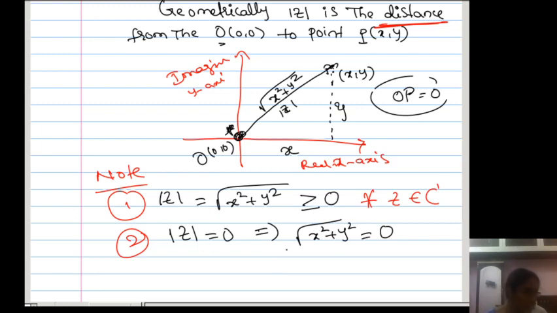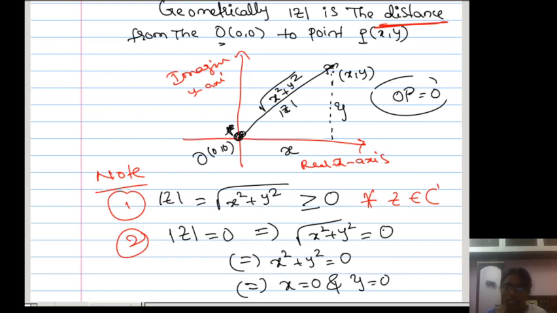Then, under root, x square plus y square equal to 0 means, if and only if, squaring on both sides, x square plus y square equal to 0. This is possible if and only if each term is positive. Each is positive, and the sum of two positive numbers is positive again, but you are getting 0 here. So this relation is true if and only if x is equal to 0 and y is equal to 0.